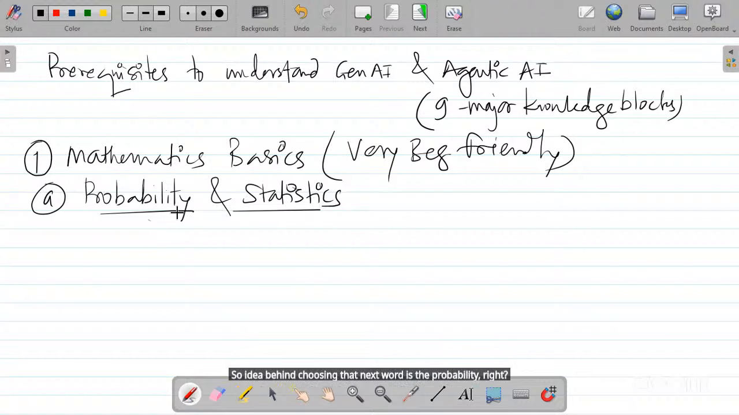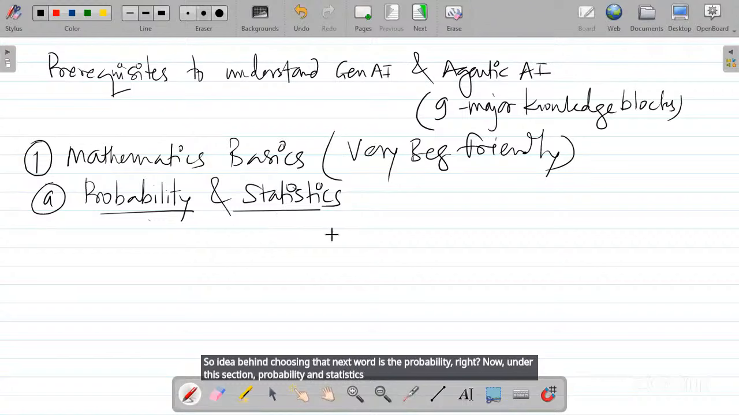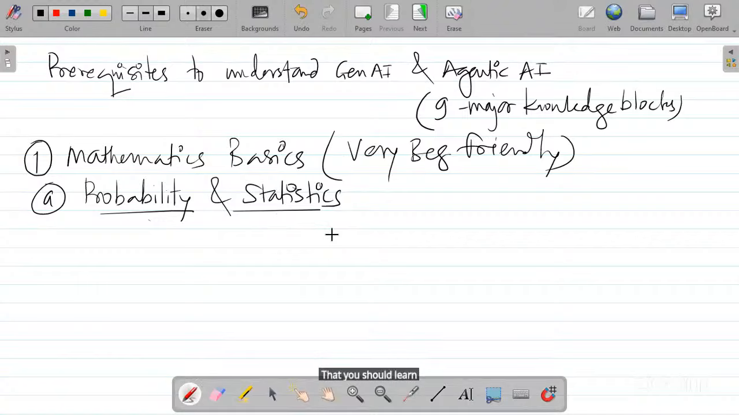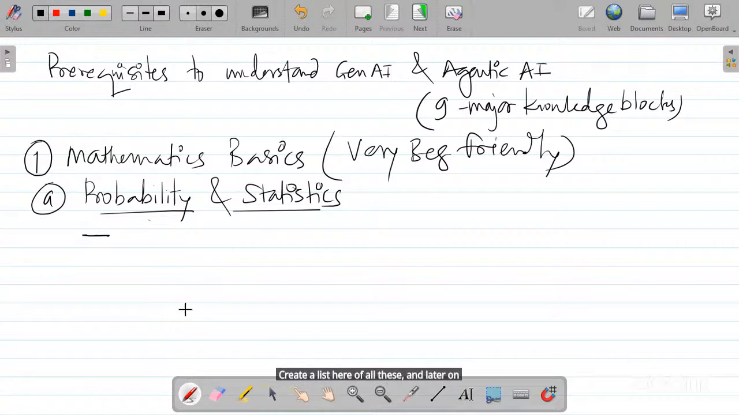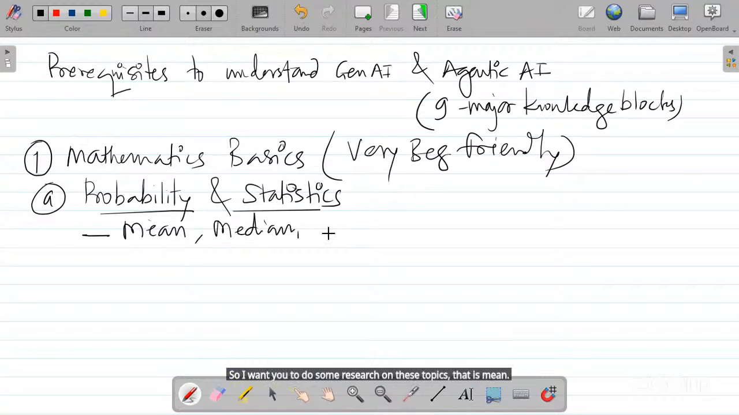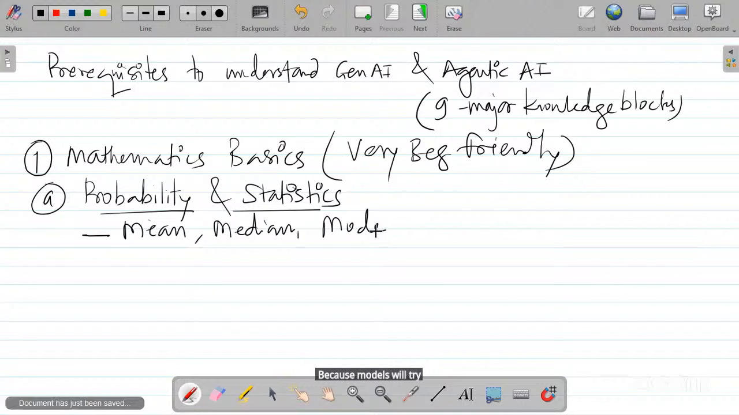Now under this section, probability and statistics, there are some core concepts that you should learn, or at least have a basic idea about, right? So I will try to create a list here of all this, and later on you can note it down. If possible, I will share this particular file also, so that you will get the structure. So I want you to do some research on these topics, that is mean, median and mode, right? So here we will be understanding the central tendency, because models will try to estimate the central patterns in the data.